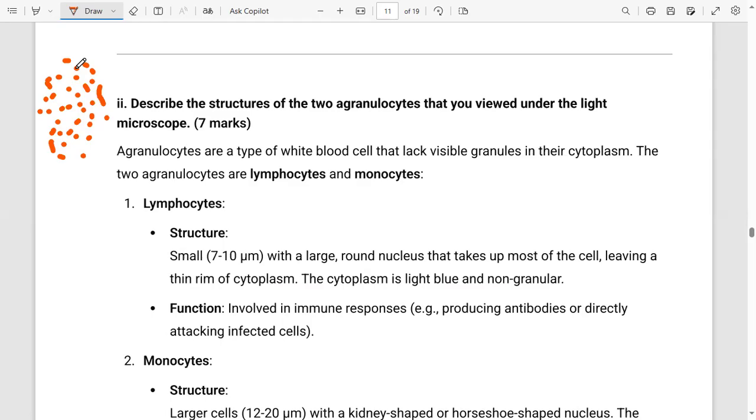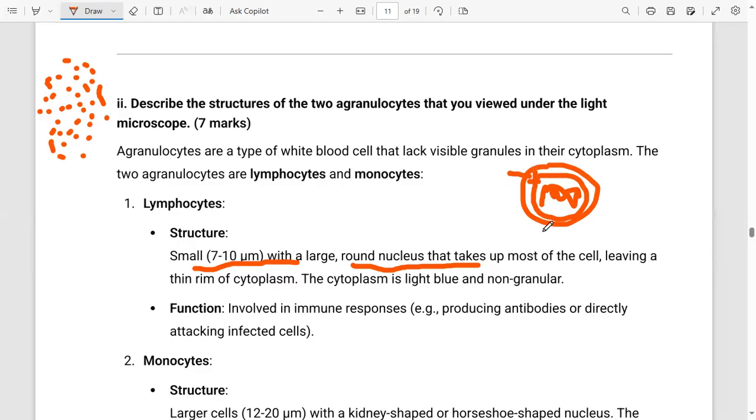So now let's describe the structure of a lymphocyte and the structure of a monocyte. Lymphocytes are typically very small, usually 7 to 10 micrometers. Their prominent feature is a round nucleus that takes up most of the cell. If this is my lymphocyte here, all of this here will be the nucleus, and then you have a thin rim of cytoplasm there.